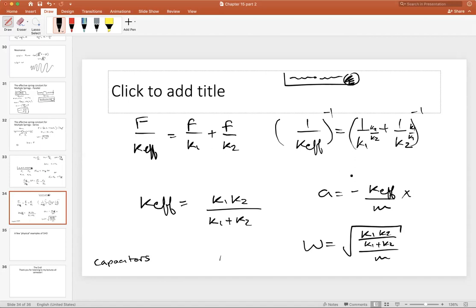Thinking a little bit about this, essentially what we have is A is minus K effective over M times X, and then you find K effective as we did. And in the other ones, you could find them by just adding. But here we had this weird K effective because they were lined up together. And the force on one and the force on the other had to be the same, but they had different Ks.